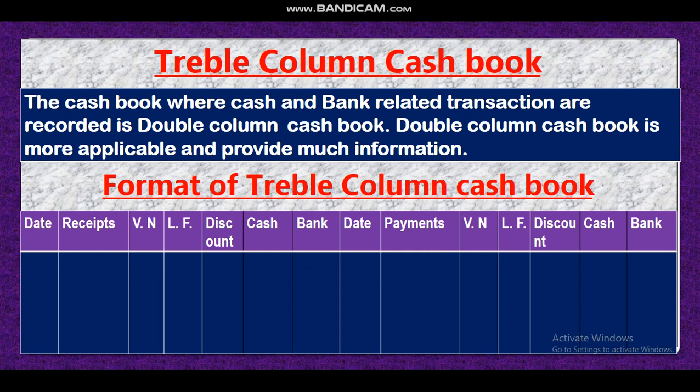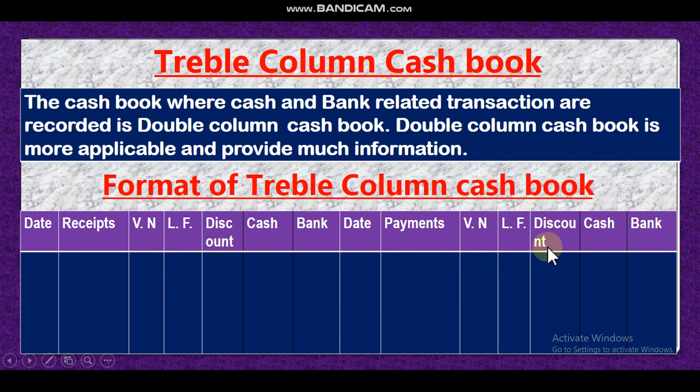Now triple column cash book. Dear student, triple column cash book is a cash book. The cash book where cash and bank related transactions are recorded is double column cash book, and in triple column cash book another extra item we will record, that is discount. Discount on the debit side and discount on the credit side.